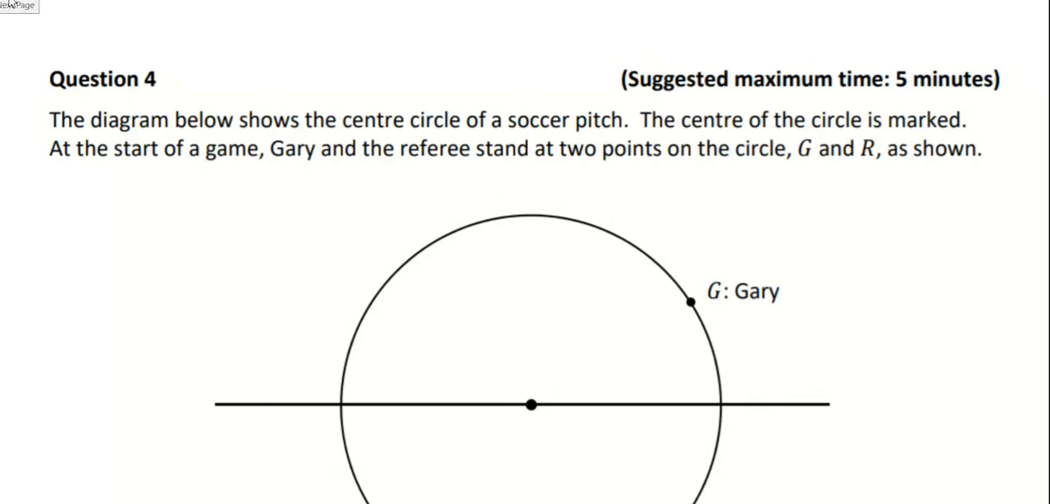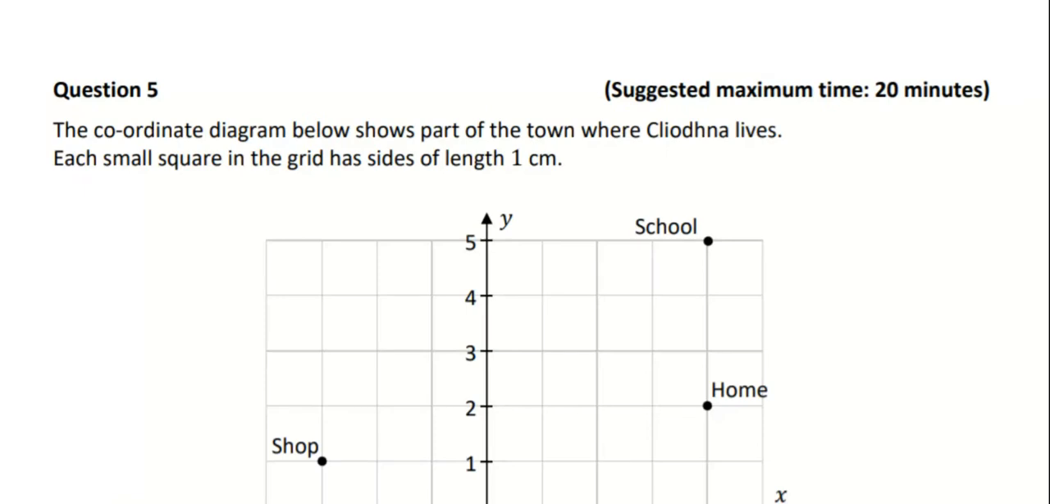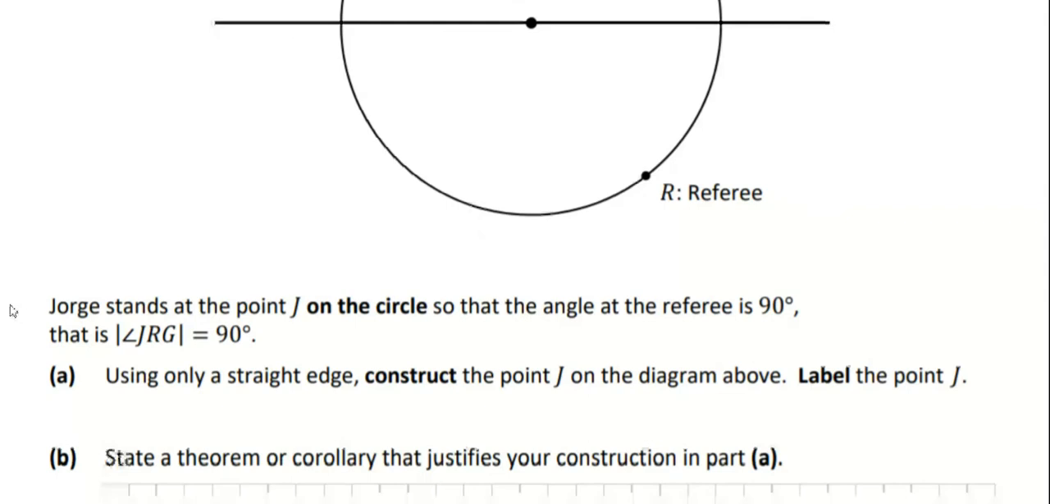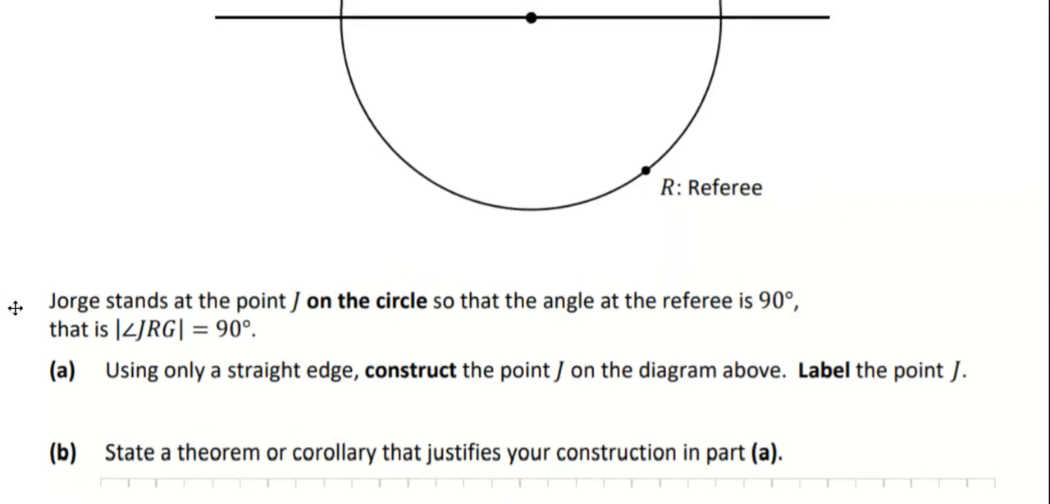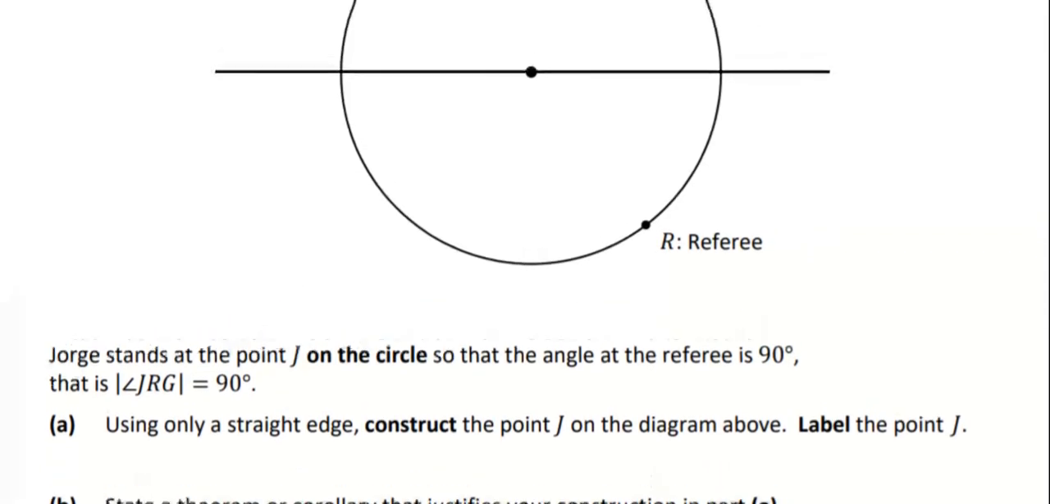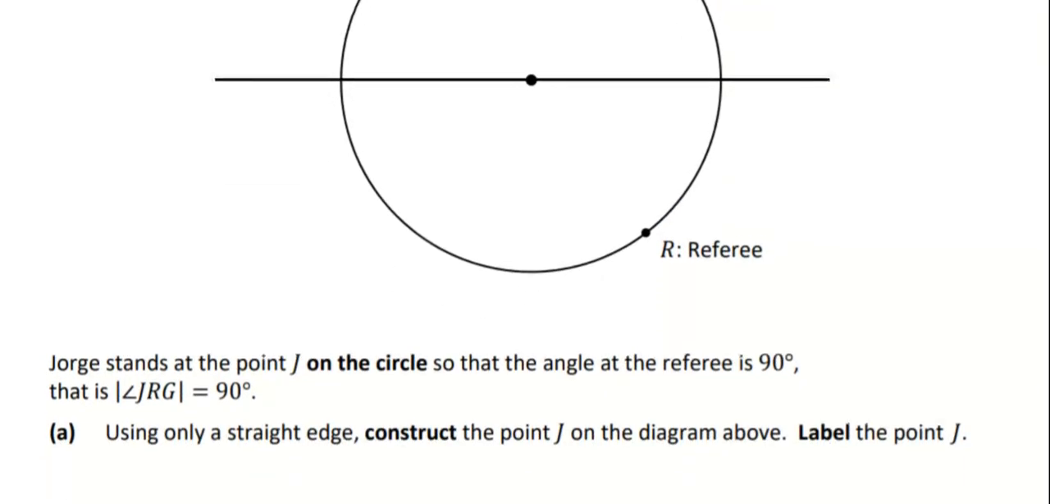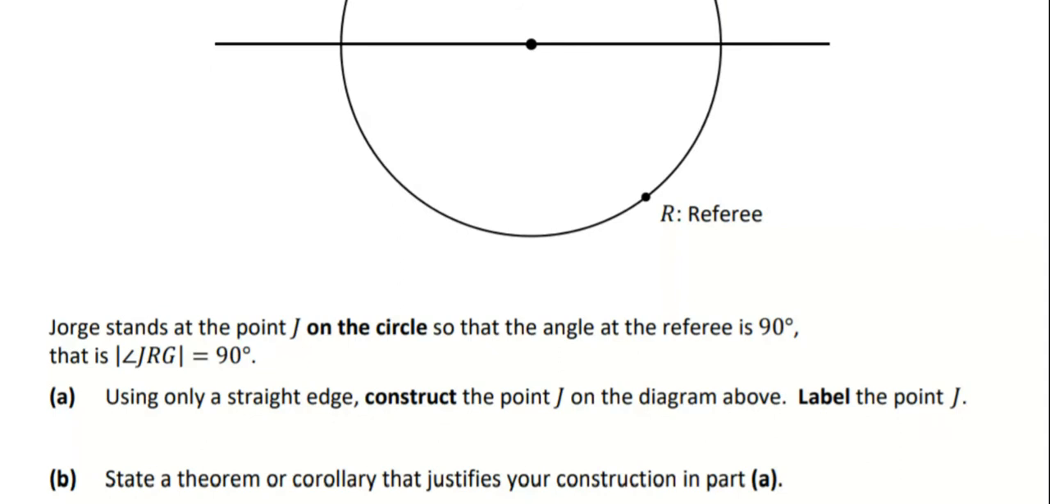The diagram shows the center of a circle of a soccer pitch. The center of the circle is marked at the start of the game. Gary and the referee stand at 2 points at the circle, G and R. Okay, so they're standing at G and R, as shown. No bother. So what does it want from me then? It wants me to go, Jorge stands at the point J on the circle, so that the angle at the referee is 90 degrees. Using a straight edge, construct a point J in the diagram, label the point J.